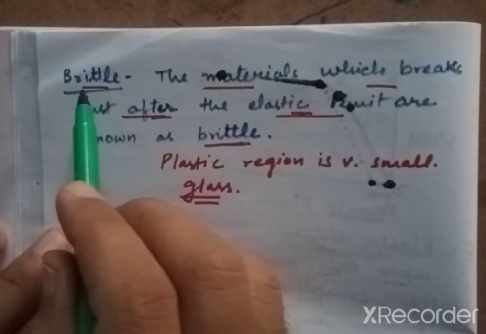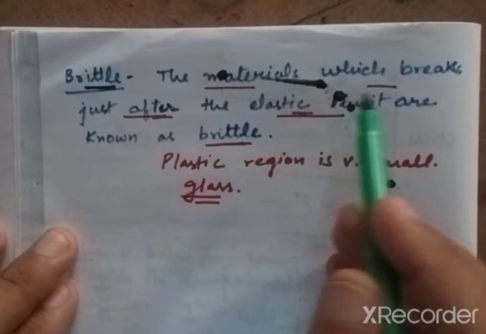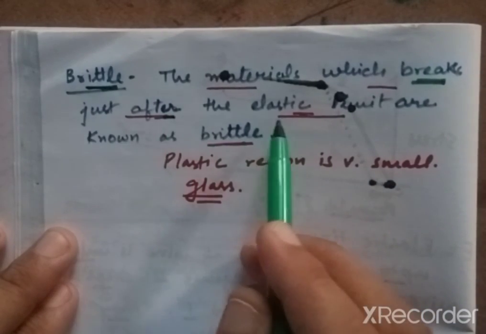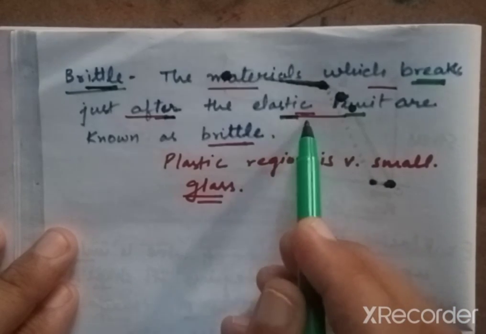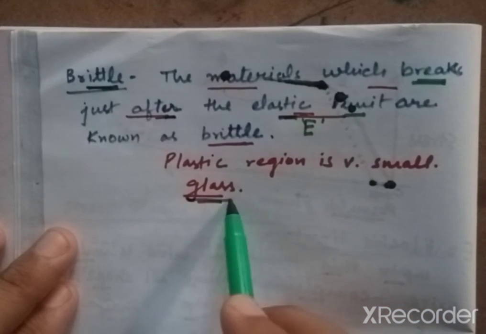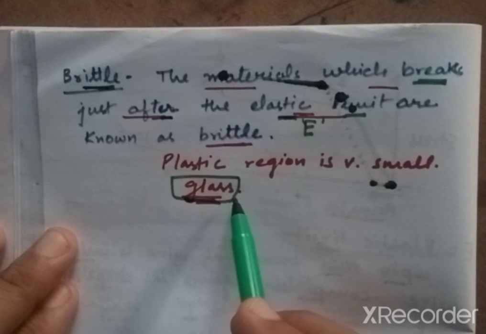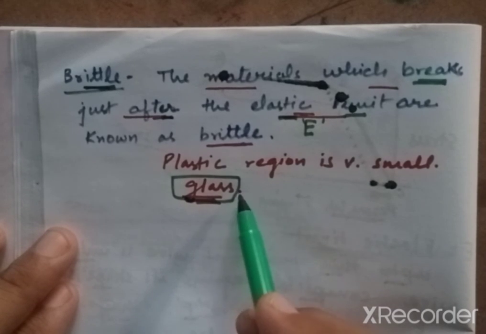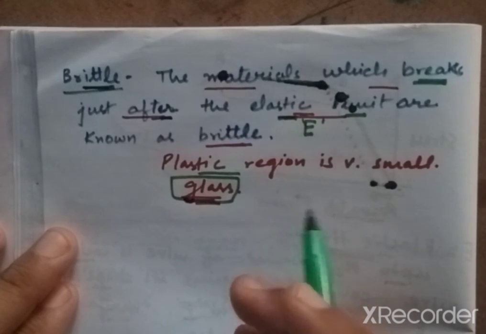On the other side, brittle materials are those which break just after the elastic point, that is point E. For example, glass cannot be drawn further and further like the metal wire, because it has a very small plastic region. So that's all in this. Thank you very much.